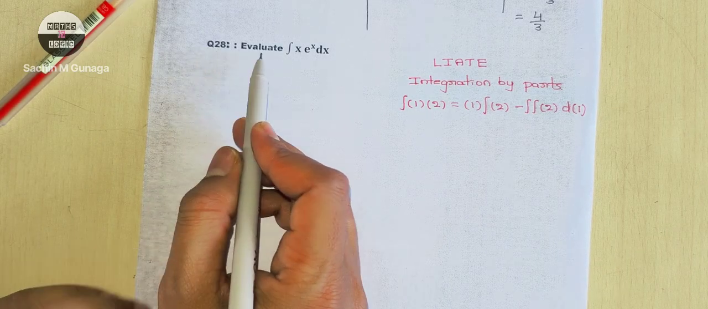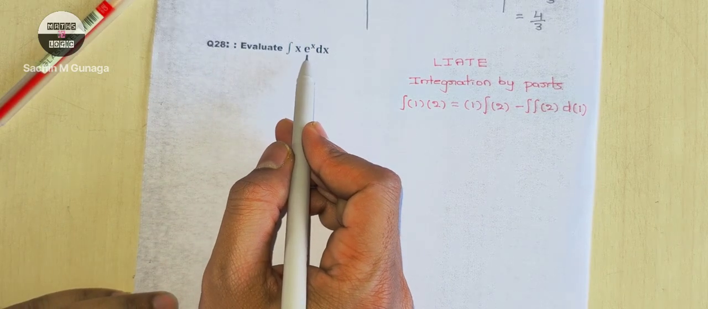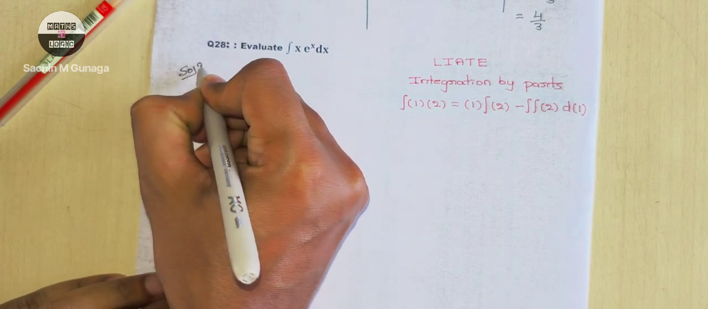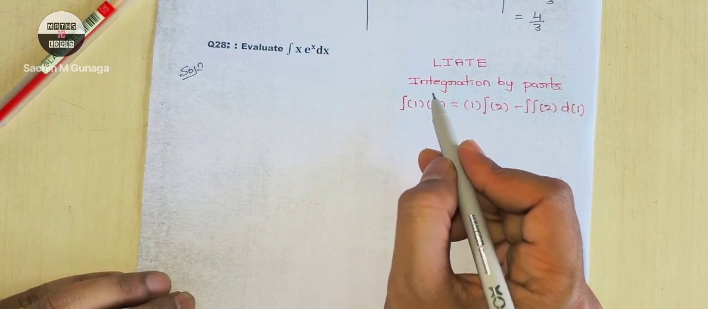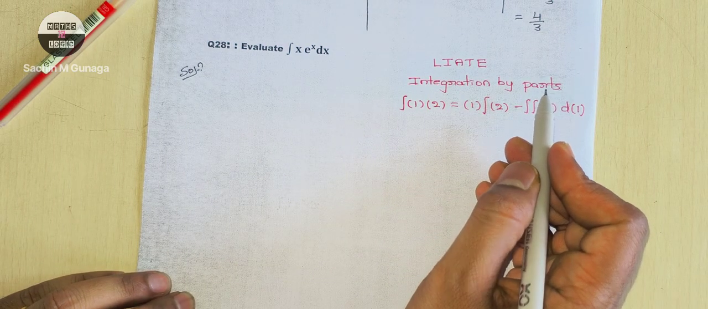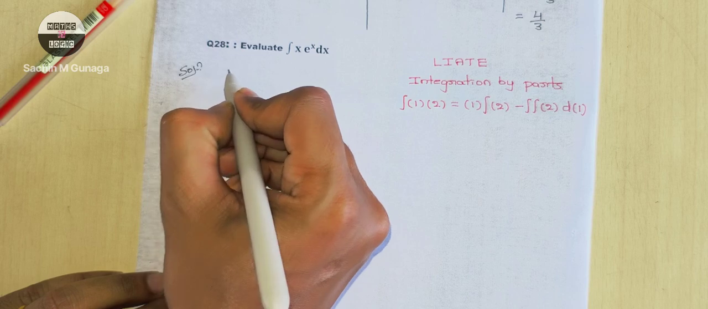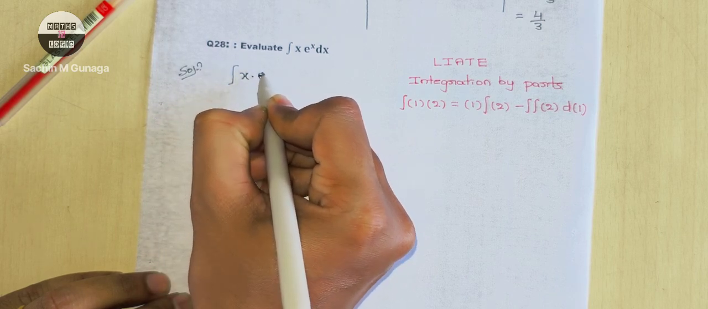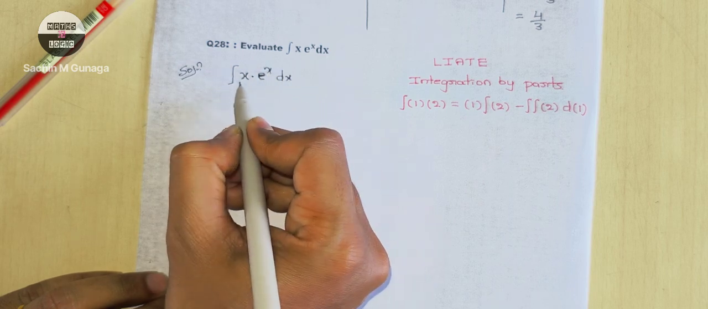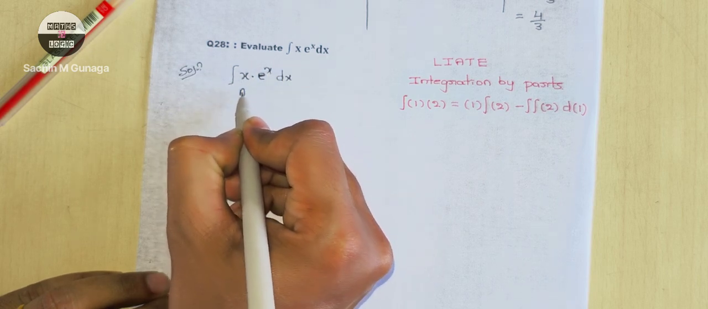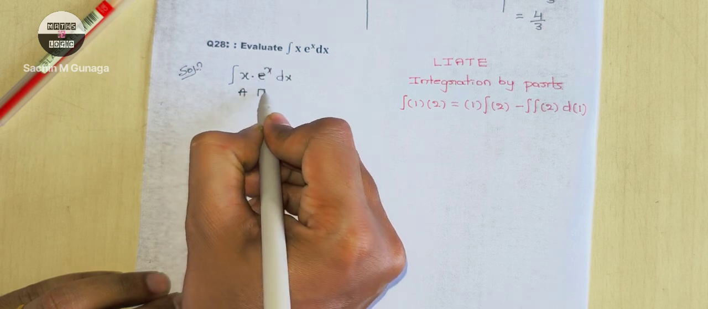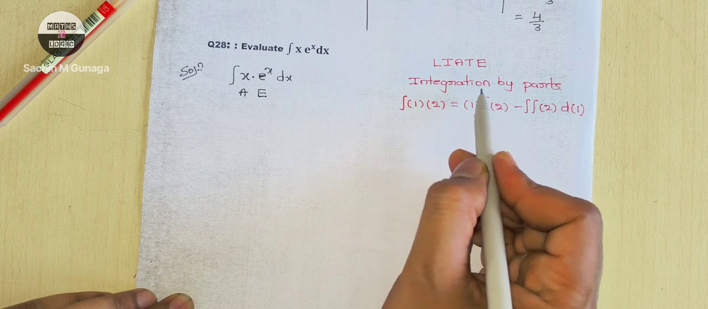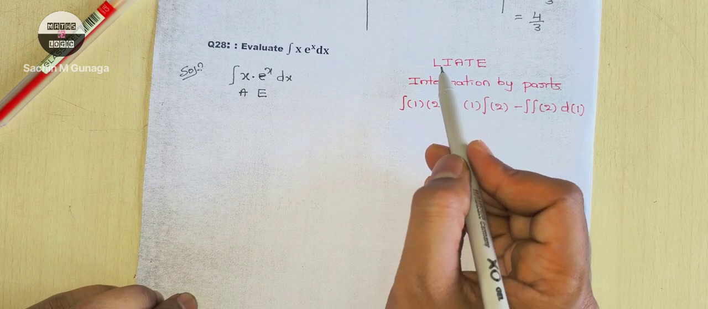Next question, question number 28. Evaluate the integration of x into e power x with respect to dx. This example can be solved by using the integration by parts method, because in the given question there are two functions. Easily you can say x is an algebraic function and e power x is an exponential function. That's why we are going to apply integration by parts.